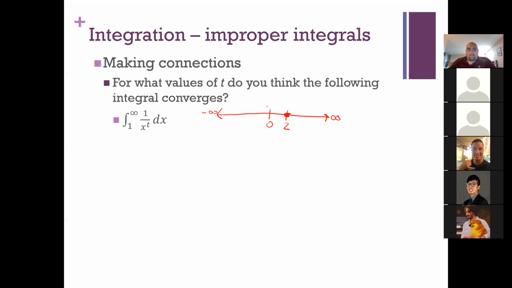What else do we think? Let's use 2 as a jumping off point. If I do something bigger, like let's say 10, do we think that will have a value?